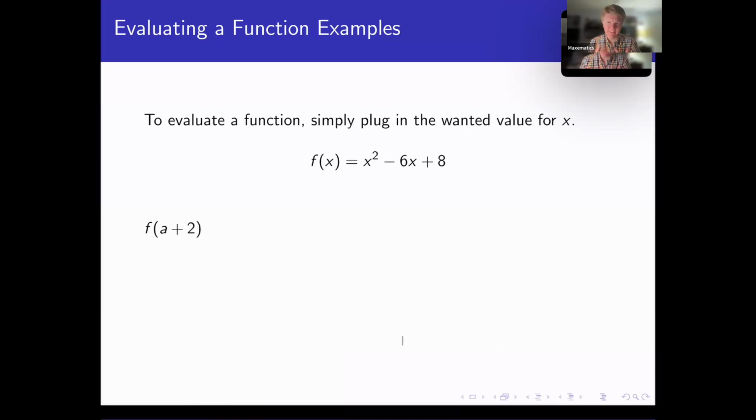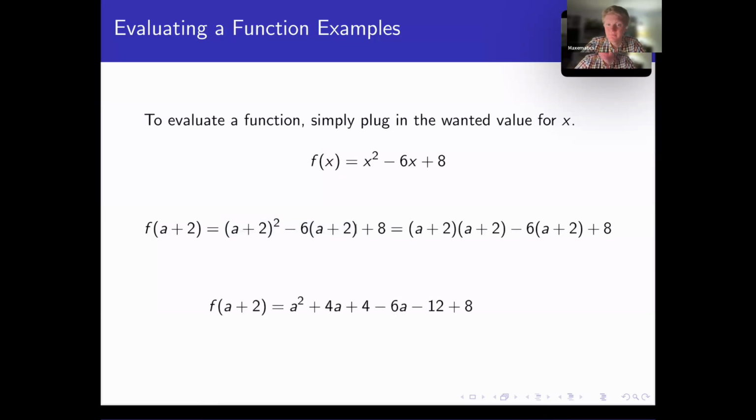So kind of moving in that same direction, what if we don't want to plug in just a single value? We want to plug in another expression. And we're going to do that quite a bit here and in the future. So f of a plus 2 just says wherever we see x, write a plus 2. So a plus 2 squared minus 6 times a plus 2 plus 8. That's it. This is foiling. This is distribution. And now just combine like terms.